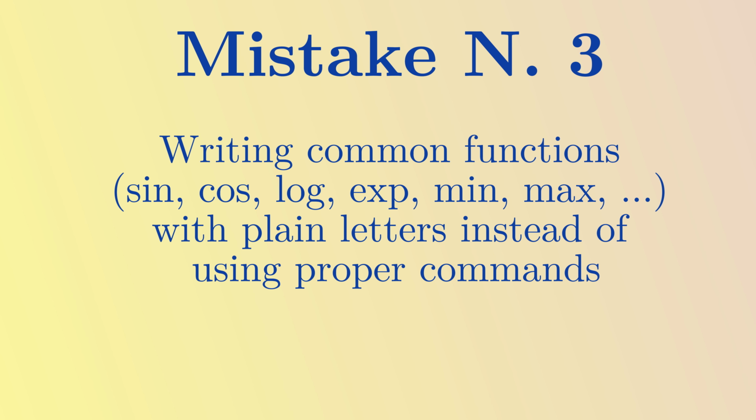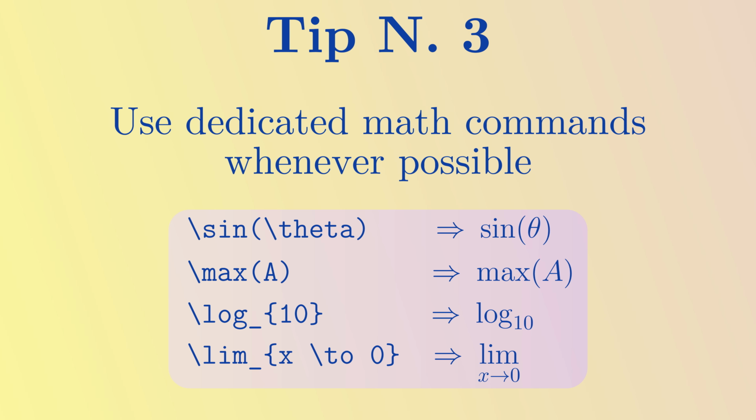But sine and cosine are not variables, they are mathematical functions. And common mathematical functions in LaTeX have dedicated commands. So mistake number 3 is writing common mathematical functions such as sine, cosine, logarithm, exponential, minimum, maximum as plain letters instead of using their proper LaTeX commands. When written properly, they appear in upright text, clearly distinguished from variables. Visually, the difference may be small, but semantically, it matters.